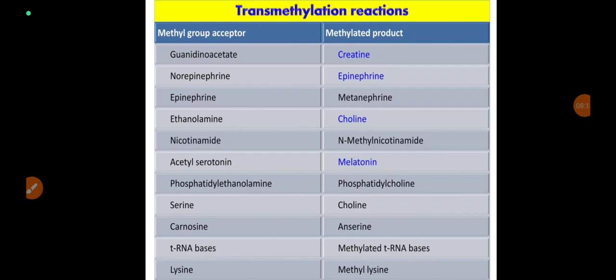These are some of the transmethylation reactions. Methyl group acceptor guanidoacetate, methylated product is creatine. Norepinephrine, epinephrine, metanephrine, ethanolamine, choline, nicotinamide, N-methyl nicotinamide, acetyl serotonin, melatonin, phosphatidyl ethanolamine, phosphatidyl choline, serine, choline, carnosine, anserine, tRNA bases, methylated tRNA bases, lysine, methyl lysine. So, these are some of the transmethylation reactions.